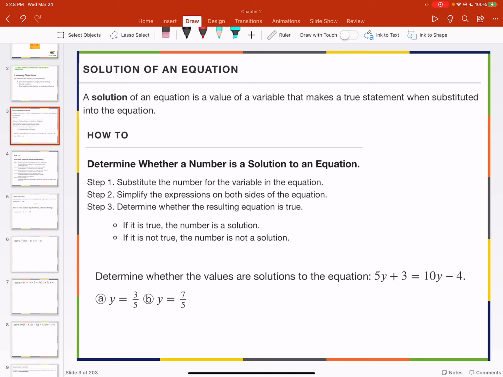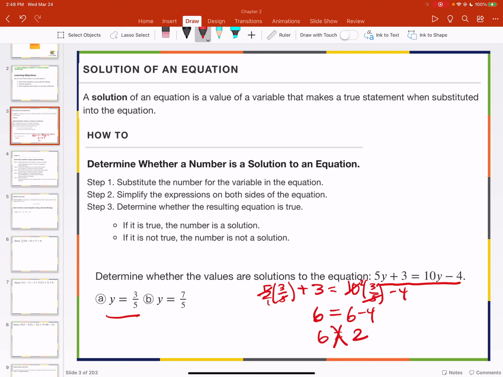So let's say here, for instance, we have y equals 3/5, and we want to see if this is true. We plug in 3/5 every time we see a y, and if it is a solution, these two sides of the equation should equal each other. So 3 plus 3 is 6. Here, 5 goes into 10 twice. 2 times 3 is 6, minus 4. So does 6 equal 2? No. So the first one is not a solution.